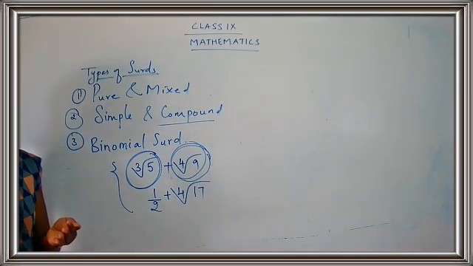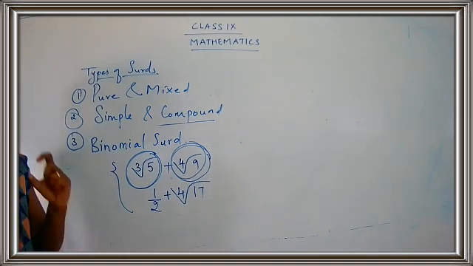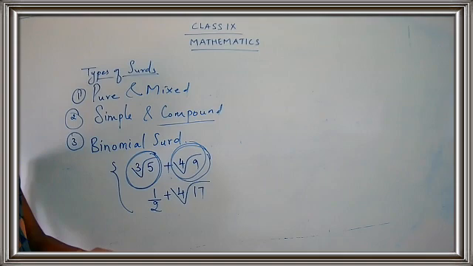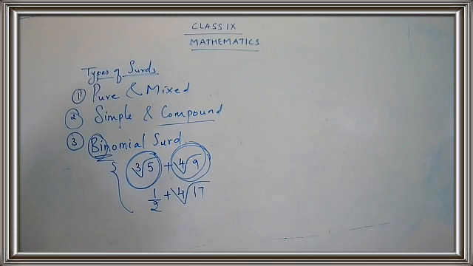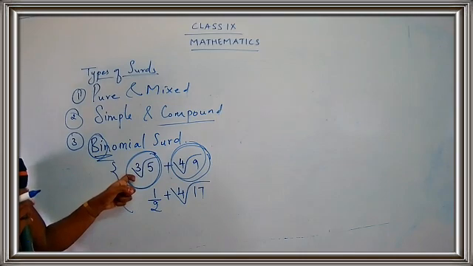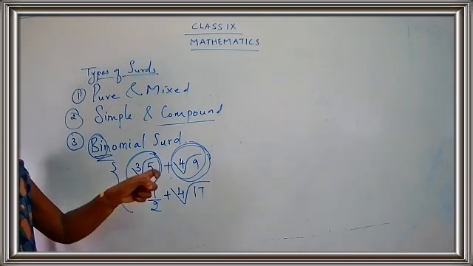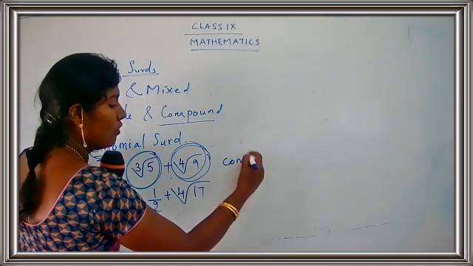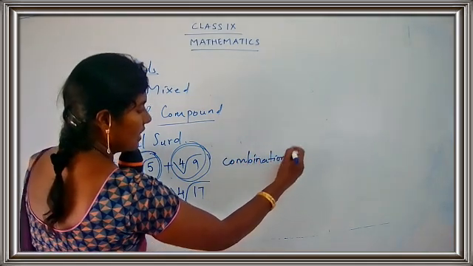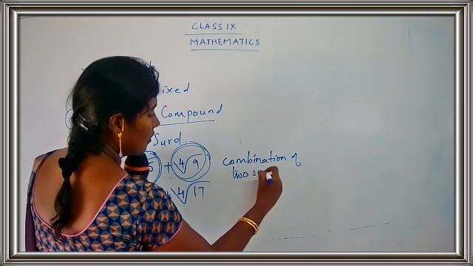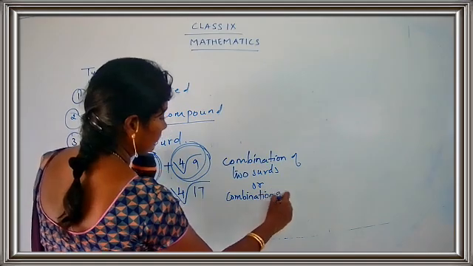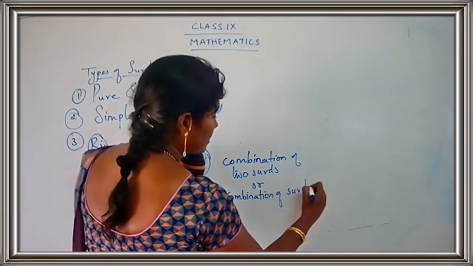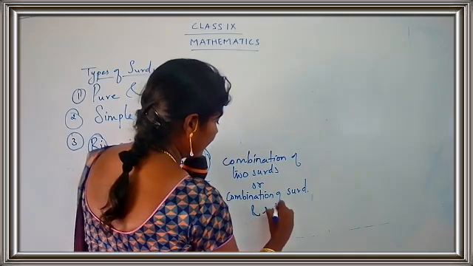So this type of numbers are called binomial surds. So how is a binomial surd made? It is made of two terms. What is the meaning of bi? Bi means two. So a binomial surd is an algebraic sum of two terms. So remember, you should have only two terms. And now this can be a combination of two surds, or a combination of a surd and a rational number.